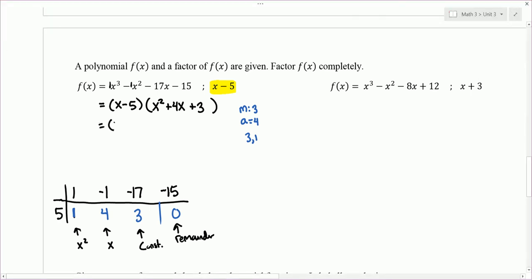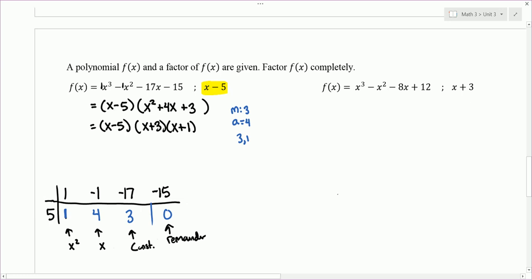We have the x minus 5, leave that there. And then this second part can factor to x plus 3 and x plus 1. And now it's fully factored. So here we could see that synthetic division helped us get to the factoring. Yeah, it's a little bit complicated, but it worked. So we're going to practice that again.